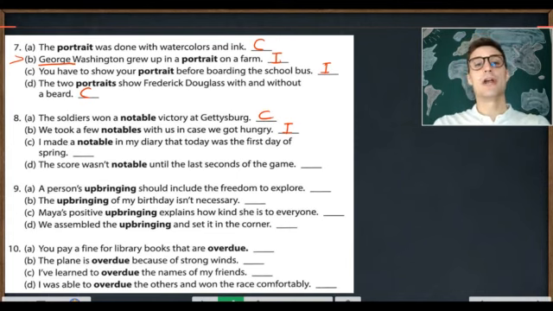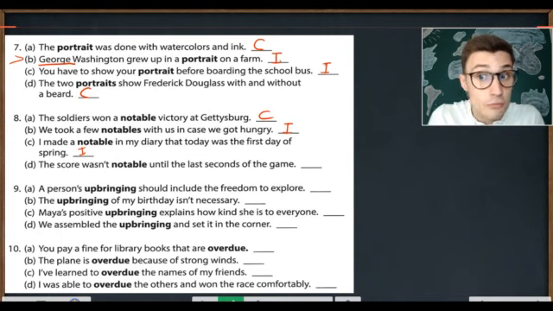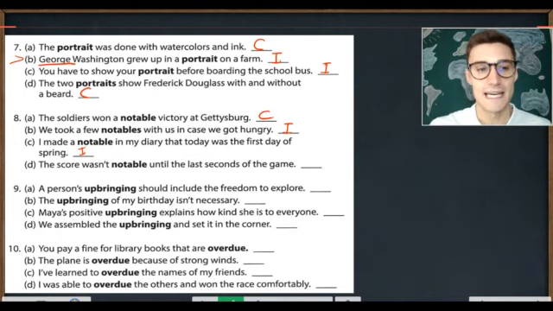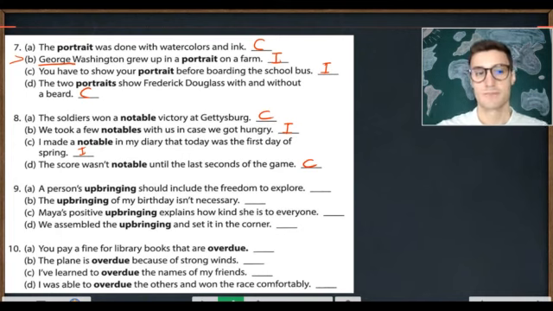C. I made a notable in my diary that today was the first day of spring. Incorrect. Maybe I made a note, but not notable. D. The score wasn't notable until the last seconds of the game. Correct. So the score, there was no difference in it until the last seconds of the game. Then there was a difference.